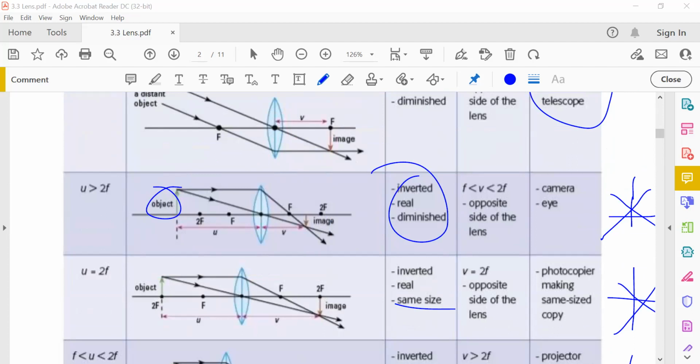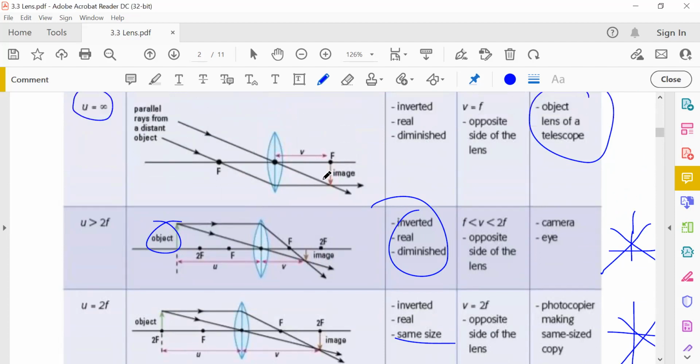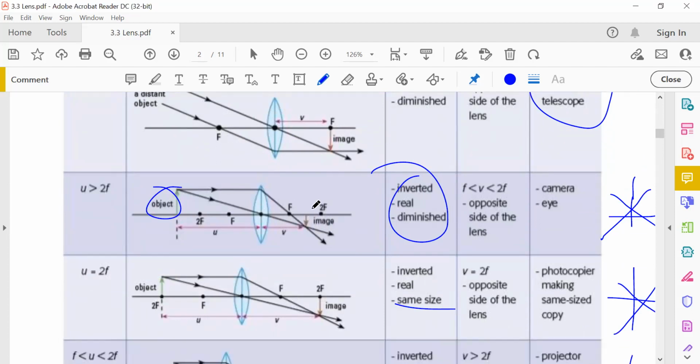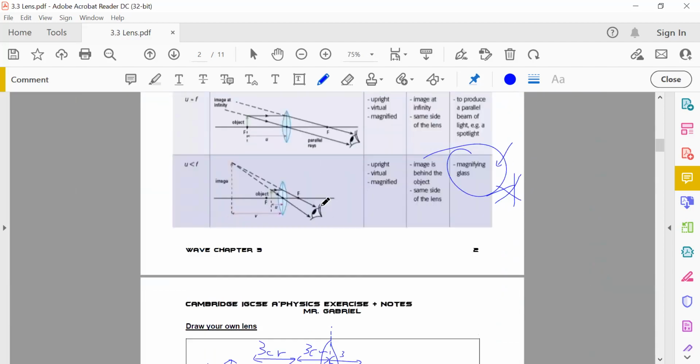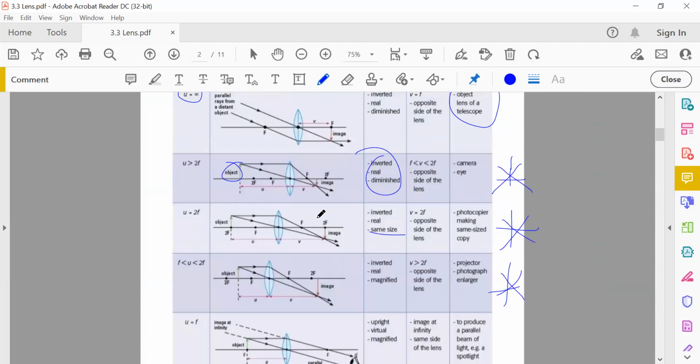Okay, good. Qingshan, yours looks nice already. Shanice's one looks correct as well. I think if you drew it correctly, you're supposed to have your image somewhere in between the second F and 2F here. If you have your image landing anywhere between the second F and 2F, then most likely you are correct.